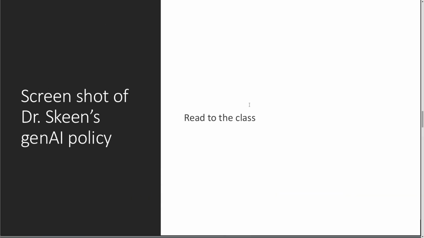And I'd give a screenshot of the policy itself so that I could read it along with the class. I've got to try to make sure that it fits on something that I can bring into them, just so that they can follow along. It makes everything clear. So that's what this slide is reserved for.